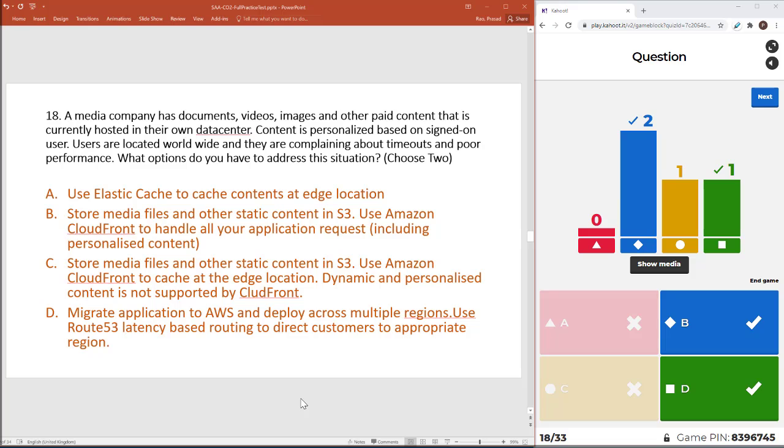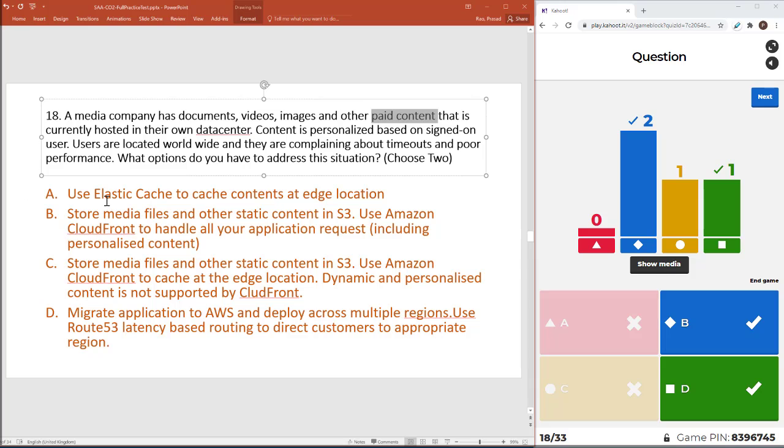So let's break this question. We need 2 ways to solve a specific scenario, and the scenario is a media company has static data, documents, videos, images, all static data, which also includes some paid content, currently hosted in the data center, and they want personalized sign-on users. The paid content would mean that a specific signed-in user will only be able to access the paid content. So how can we solve it?